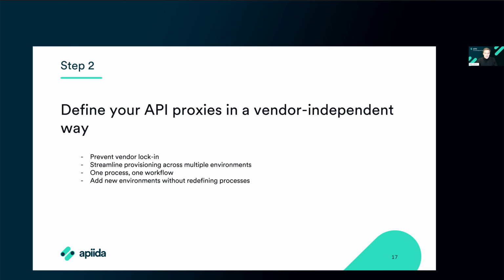All you have is, I have that vendor-independent specification, I put it into my process, I tell it where the API proxy should be created, and off the system goes and creates that proxy there. So one process, one workflow, one documentation, because as we all know, the more documentation we have to write, the wronger it will be, right?